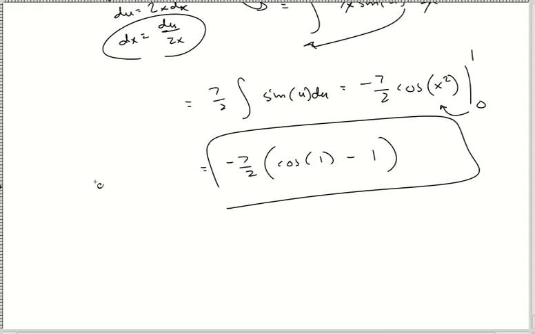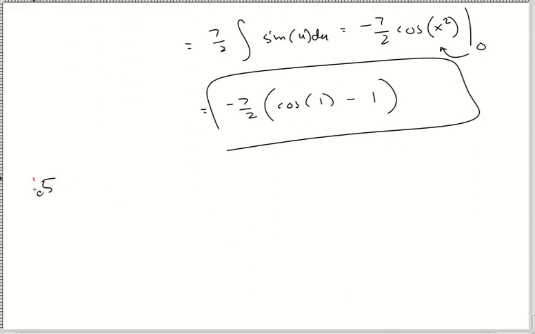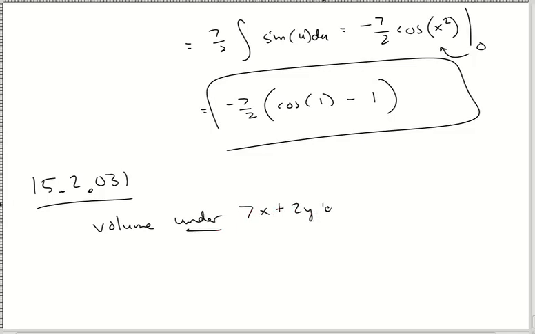And it is correct. So, next problem, 15.2.0.31. So they want the volume under this plane, 7x plus 2y minus z equals 0, and they want it above y equals x squared, and then x equals y squared.